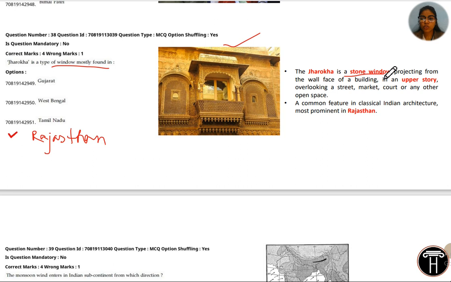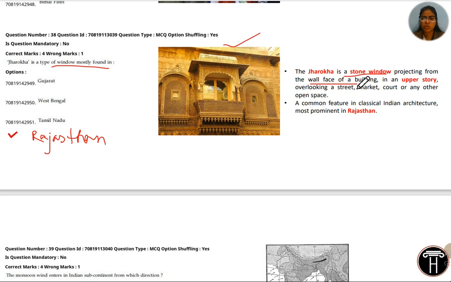So the Jharokha is a stone window. It is a stone window projecting from the wall face of a building. Okay, the exterior wall face of a building. It is projected out in an upper story, overlooking the street, market, court, or any other open spaces. So Jharokha can be used to look over a street area, a market kind of area, or in the inner part of the house to look at the courtyard or any other green space also. So Jharokhas were designed in this type of location.